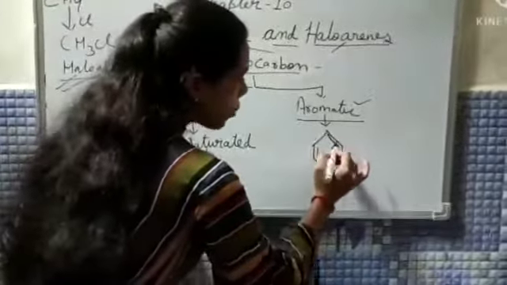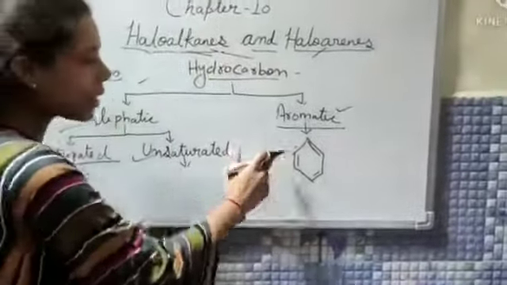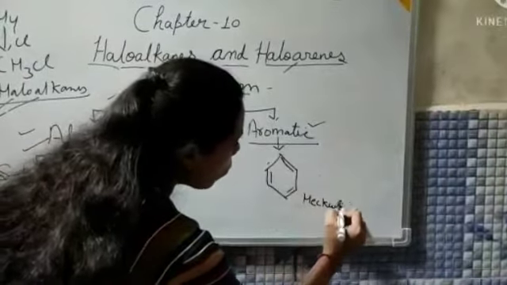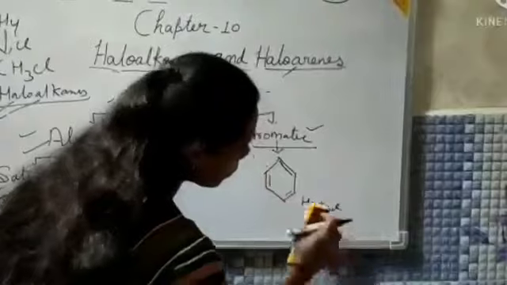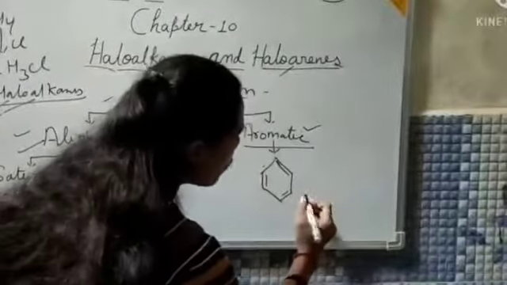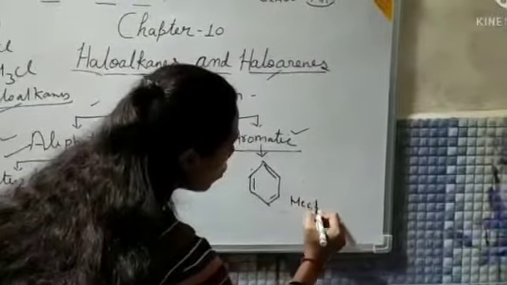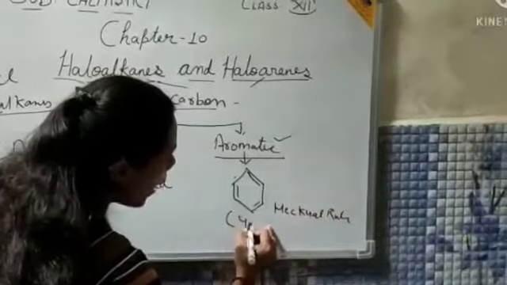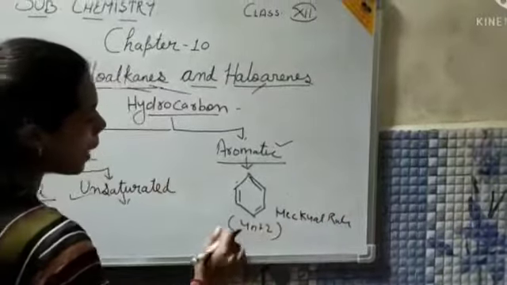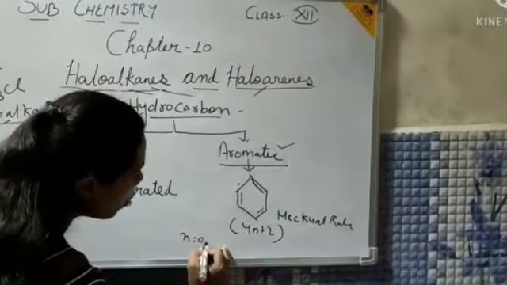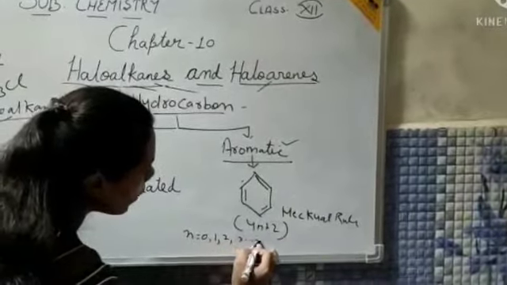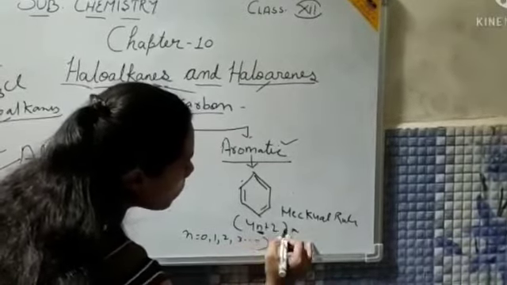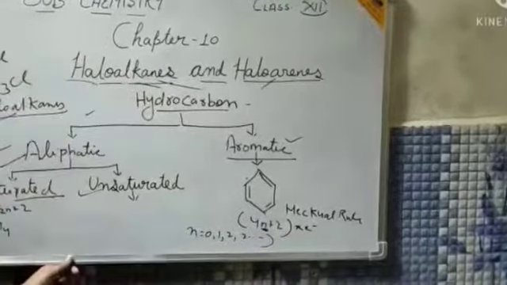And for aromatic hydrocarbon, one thing we know is that it should follow Huckel's rule. What is Huckel's rule? It is 4n plus 2. What is n? n can be 0, 1, 2, 3, etc. It means 4n plus 2 pi electrons should be present there.